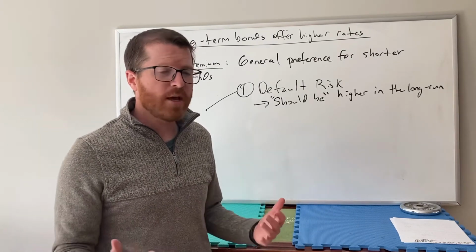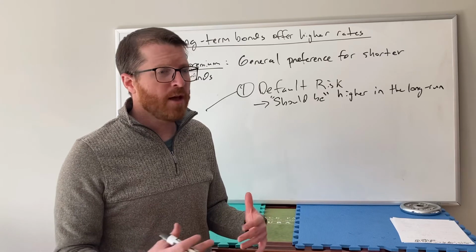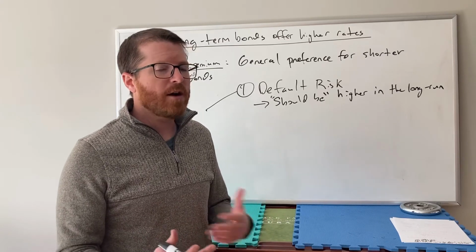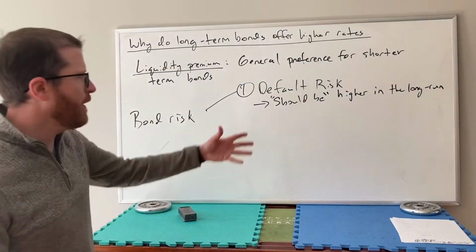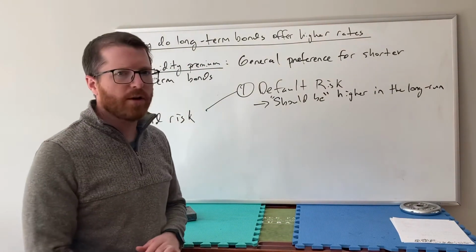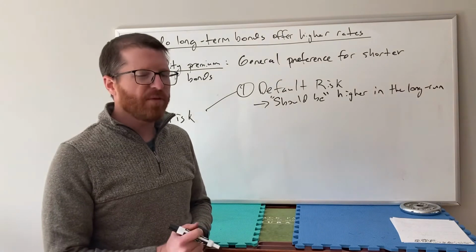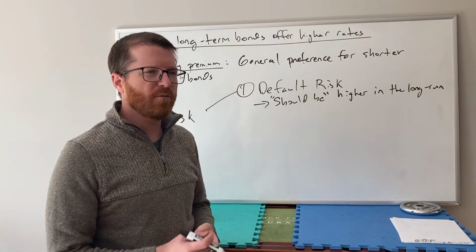If we have wars, you can imagine tons of companies shutting down, the government not being able to repay its debts. All those things could happen, so you get tons of bond defaults. So it should be the case that default risk is higher in the long run, but there's really no way to prove that that's the case. Historically, there's not really a clear connection there.